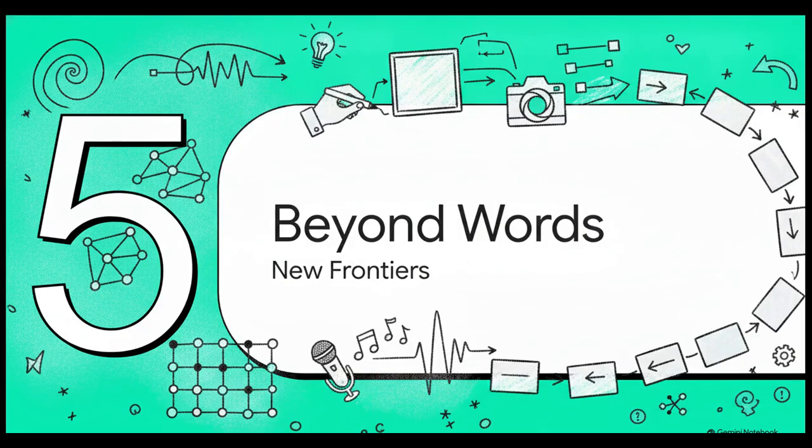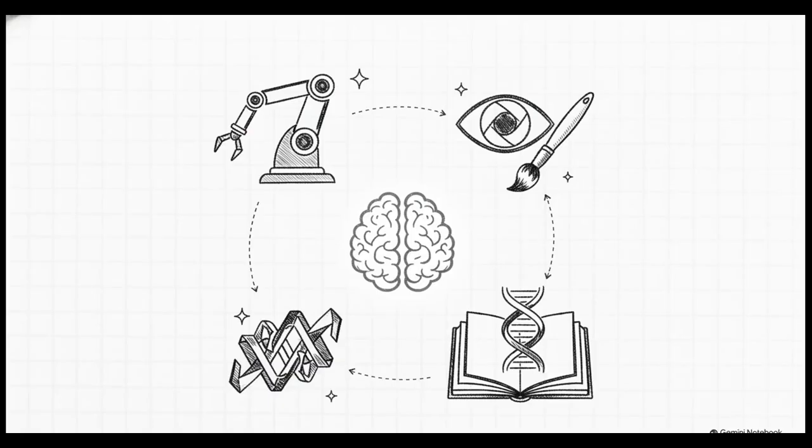And finally, Section 5, Beyond Words, New Frontiers. This architecture is considered a massive revolution because, as it turns out, it's not just about language anymore. Because transformers treat data as a sequence, researchers quickly realized they could apply this architecture to almost anything. Just look at some of these new frontiers.